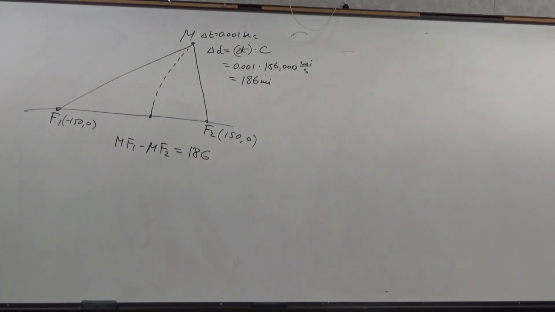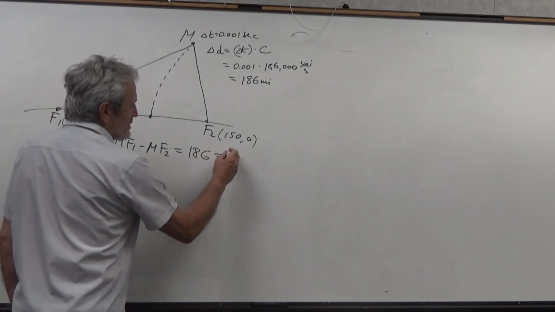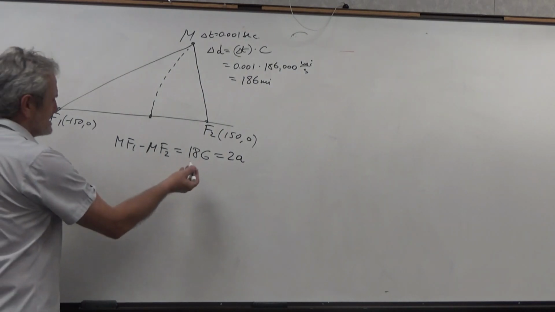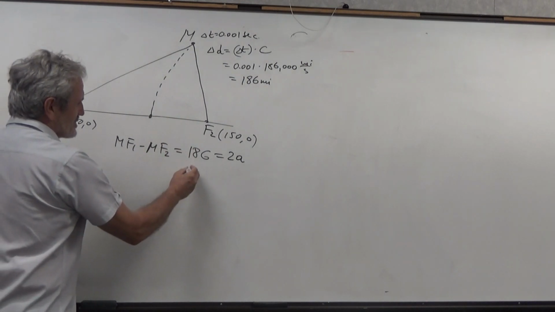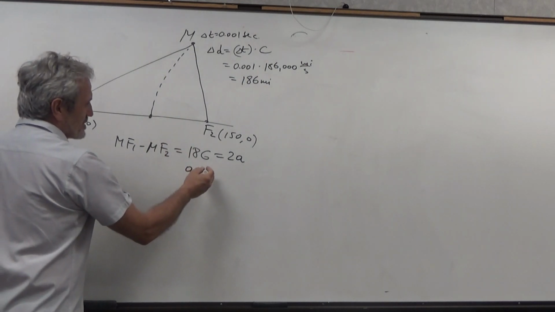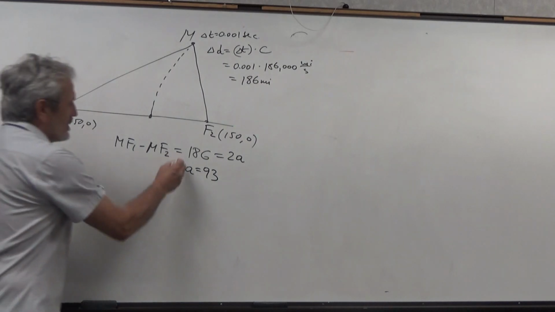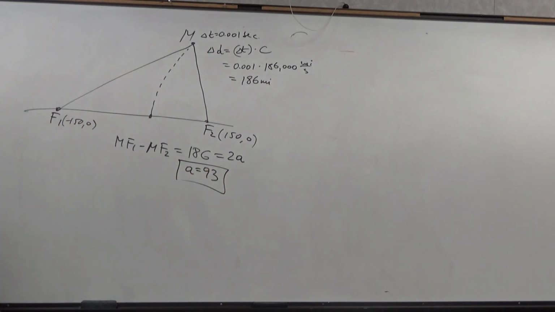But then we know that means it travels along a hyperbola, and on that hyperbola, if you remember the derivation, this difference is 2a. So it will move on a horizontal hyperbola, and a will be 93. And then what? We still don't know that hyperbola if we don't know a particular point.